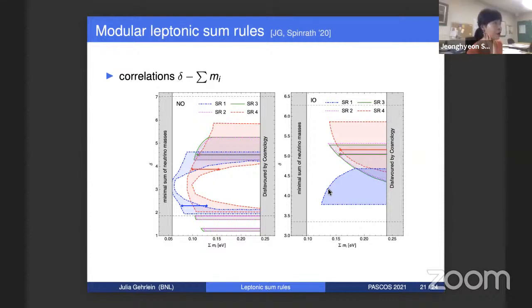Okay. I'm sorry, but could you remind me of what this SR1 is, the blue one? Yes, the blue one. SR1 is just the abbreviation for a model we surveyed. This model is just based on certain symmetries. It's just one of our model benchmark points we looked at. Okay, I see.